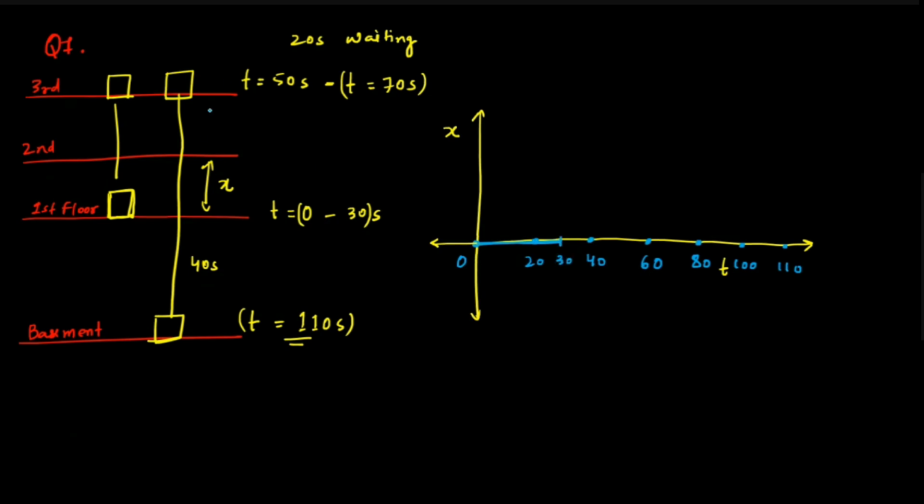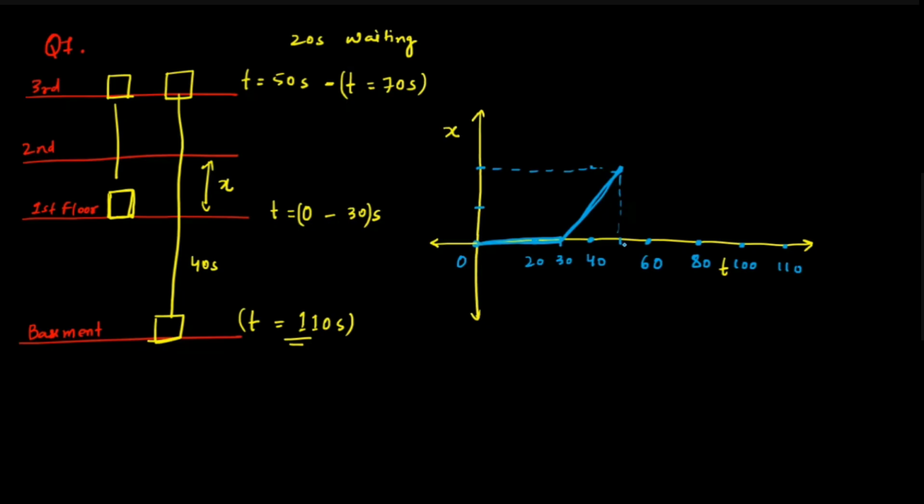Then for the next 20 seconds, it moved to the third floor. So at 50 seconds, if this is x, this will be 2x. So this would be the point where the lift should be at 50 seconds. So the graph must go like that. Remember, a straight line from 0 to 30 seconds, then from 30 to 50 seconds, it should be a constant slope because it is increasing, and the lift is always moving with constant speed.